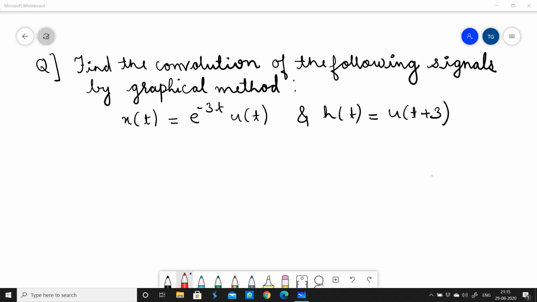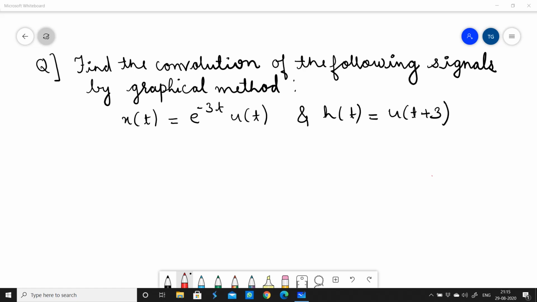So in this video we will find out convolution of two signals by graphical method. To perform the convolution, we should first know why we use convolution, what is meant by convolution, and where to apply this. So convolution is basically, it establishes relationship between input and output of the LTI system.